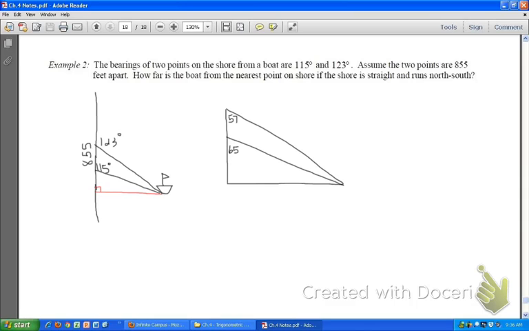So I had to find those acute angles because I really want to be working with the angles inside the right triangle. So I took the 115 and the 123, and I figured out that my acute angles are these two. I still know that the distance between the 2 points, from here to here, is 855.